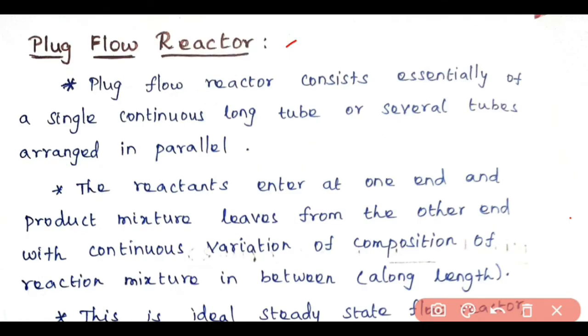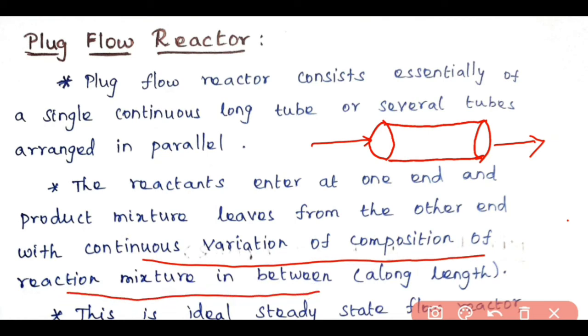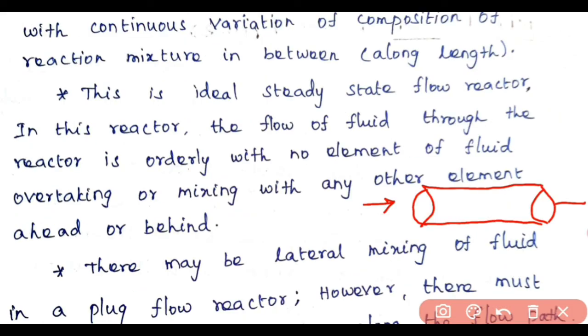Next we will see about plug flow reactor. So this is your plug flow reactor. It consists essentially of a single continuous long tube or several tubes arranged in parallel. Here the reactants enter at one end and product mixture leaves from the other end with continuous variation of composition of reaction mixture in between. So there will be a variation in your composition along the length of your tube. Like CSTR, plug flow reactor is also an ideal steady state flow reactor.